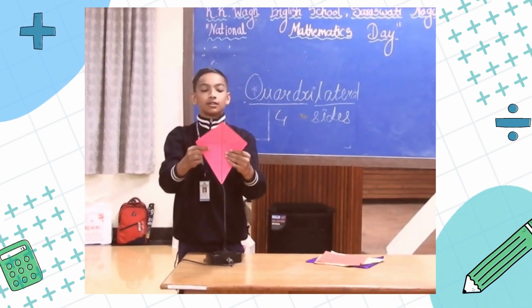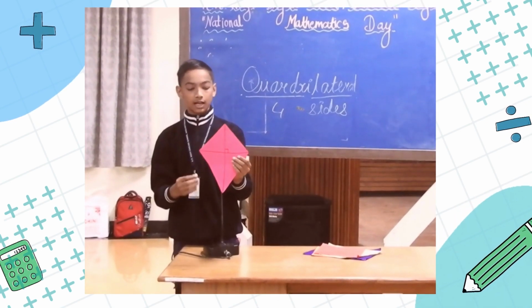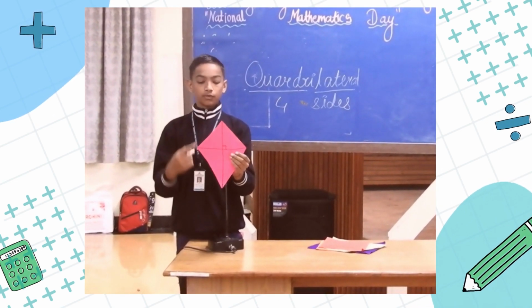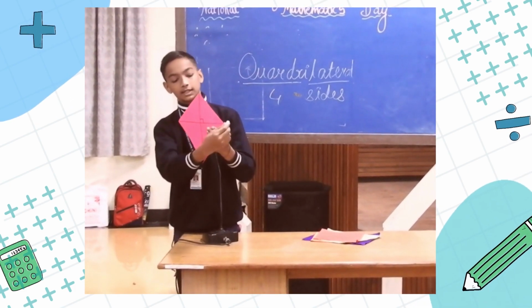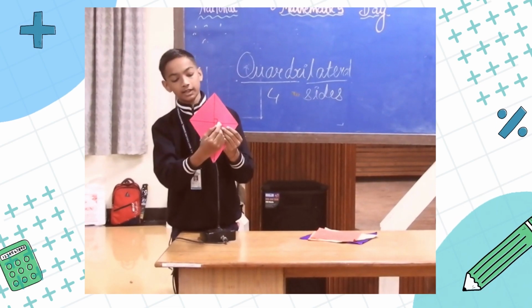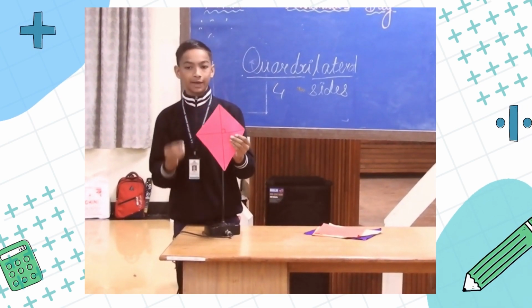Kite. When two pairs of adjacent sides are congruent and one pair of opposite angles are congruent, then it is known as a kite. Meaning this and this will be congruent. It will form a 90 degree angle here. So it will be the bisector of that line.